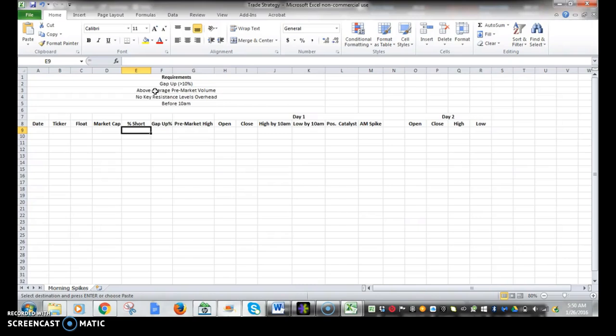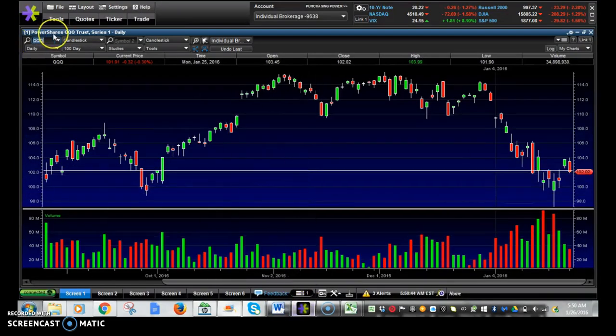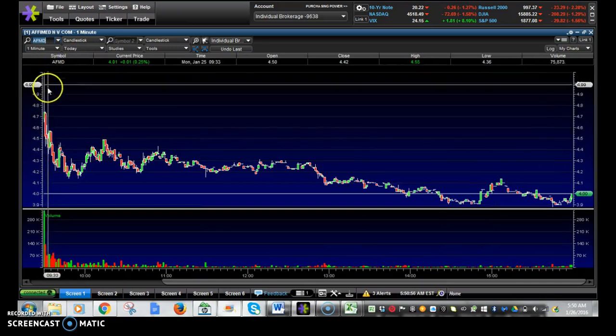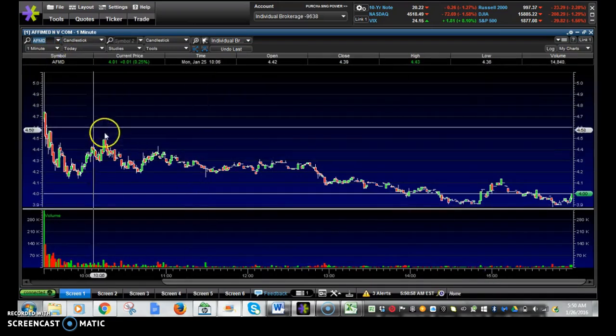So I'm going to look for above average pre-market volume, and then I want to see where it opens, where it closes, how high it gets by 10, and the low by 10, if there's a positive catalyst. And this would be like a failed spike or a successful spike. So obviously going back, this isn't it. Was the ticker AFMD. This would obviously be considered a failed spike, just for the simple fact that it didn't really go anywhere 1 minute, and then it just goes down the rest of the day.